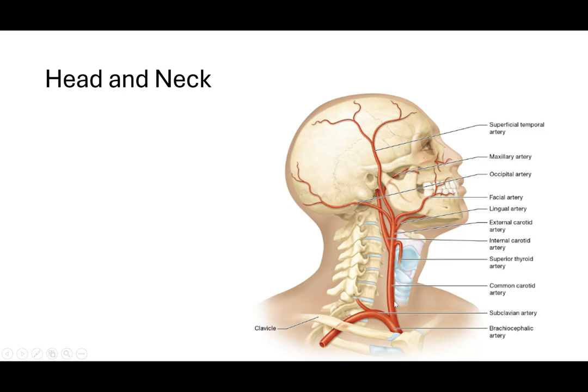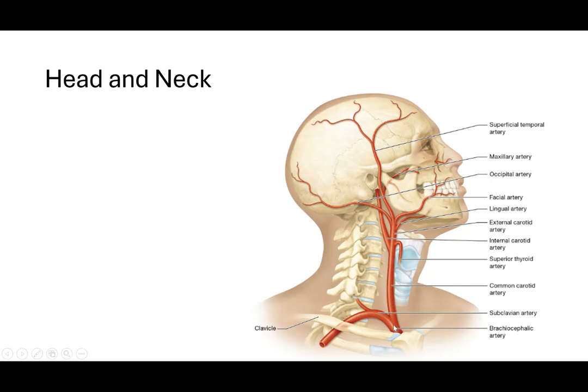Okay. So you'll see that a lot of these vessels will actually change their name as they pass through specific landmarks or after they start to branch. So supplying the neck, we have the brachiocephalic artery branching into the subclavian. We have this right vertebral artery. There's also a left, okay? The right and left vertebral arteries are going to move through the transverse foramina of the cervical vertebrae, and that'll supply the posterior region of the neck.